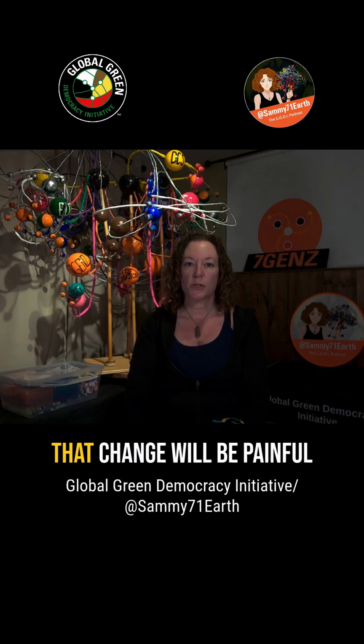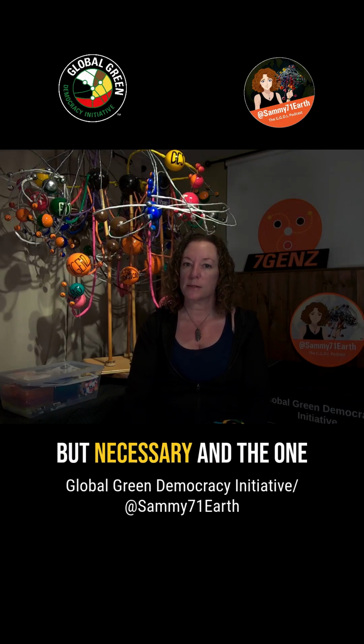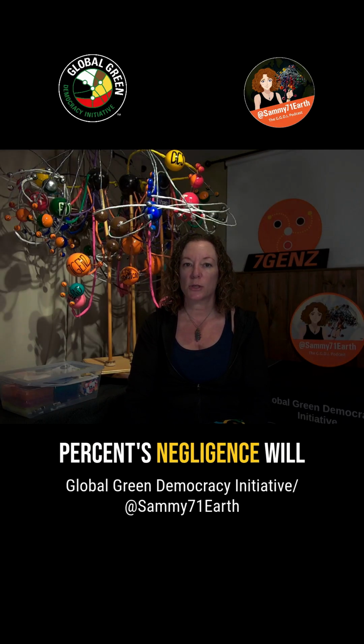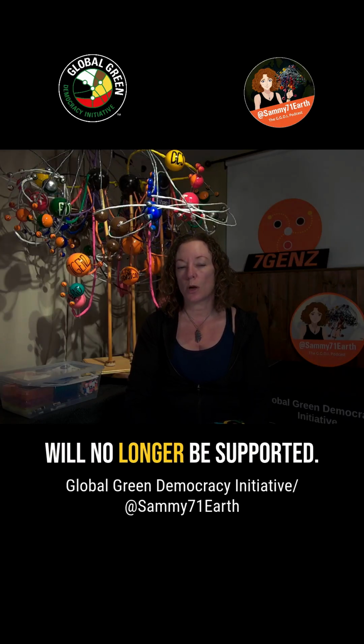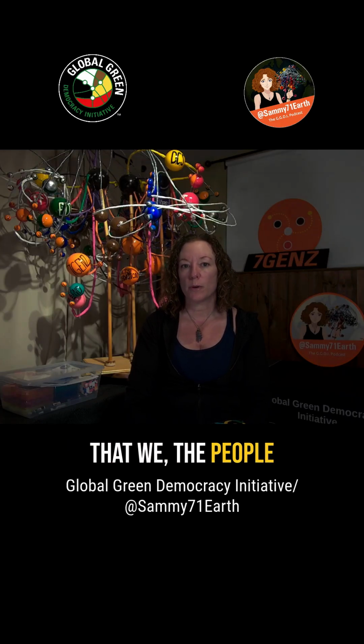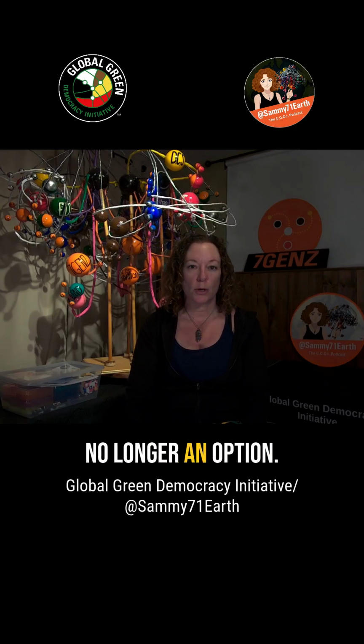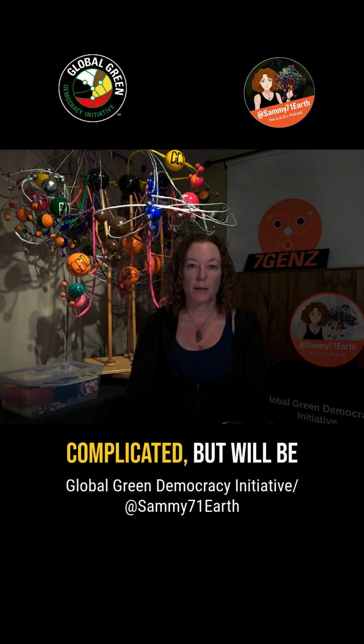Every one of the programs will make our world a better place, and we as a whole have to decide what pain we choose. Continue on the same suicide path, or come to terms that change will be painful but necessary, and the 1%'s negligence will no longer be tolerated, and the current corrupt system will no longer be supported. That we, the people, have impact on where our world will be going and have a say in how it goes. But doing nothing is no longer an option. These maps are complicated, but will be gone through thoroughly through their chapters.